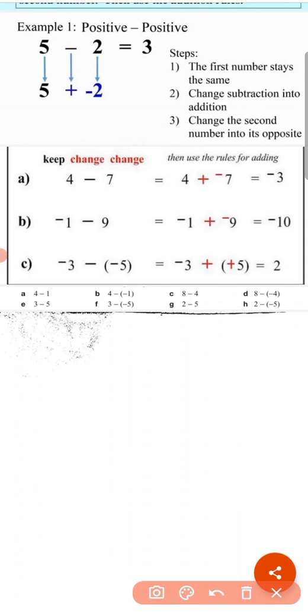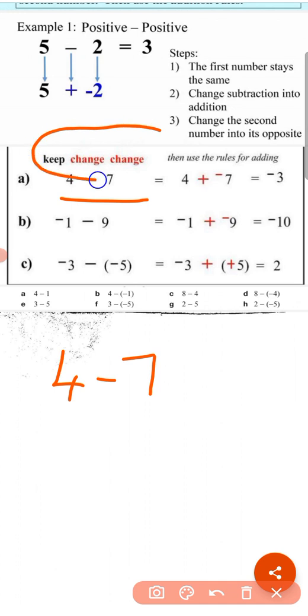Let us do more examples, children. Here our first question is 4 minus 7. See children, we can use these 3 words to follow the rules for subtraction. Keep, change, change. Keep means keep the first number same. Change means change the subtraction into addition. Okay. Then the third word, change, means change the sign of the second number.